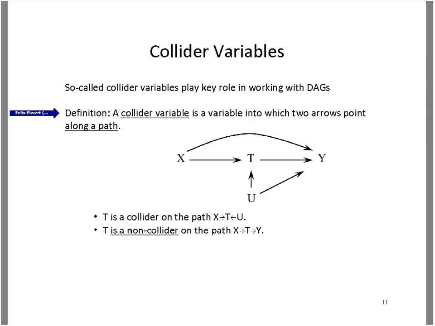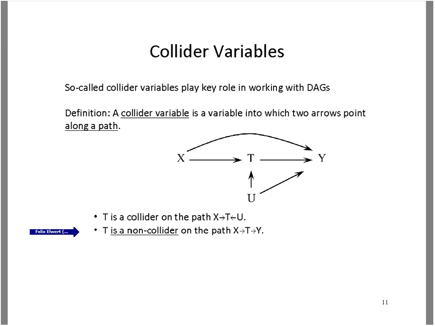So now let's look at the variable T. T is a collider on the path from X to T to U. It's a collider on this path because two arrowheads collide in T on the path from X to T to U. But now let's look at a different path. On the path from X to T to Y, T is not a collider because on that path, the arrow goes into T and it peacefully leaves on the other side. So on X to T to Y, T is not a collider.